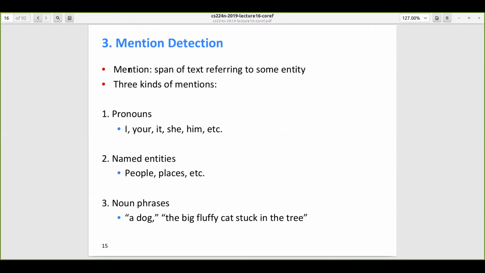So coming to mention detection. A mention is a span of text referring to some entity. The span of text could be one word, two words, or multiple words. There are different kinds of mentions. One is pronouns. Like I could say something like, "Alex is not in the class. He's in the playground." In the second part of the sentence, it is clear that the word he is referring to the person, Alex. Similarly, we have named entities as well, people, places, etc., as we have seen in the previous example with Barack Obama. And we have noun phrases as well. These are the kinds of mentions that need to be detected.